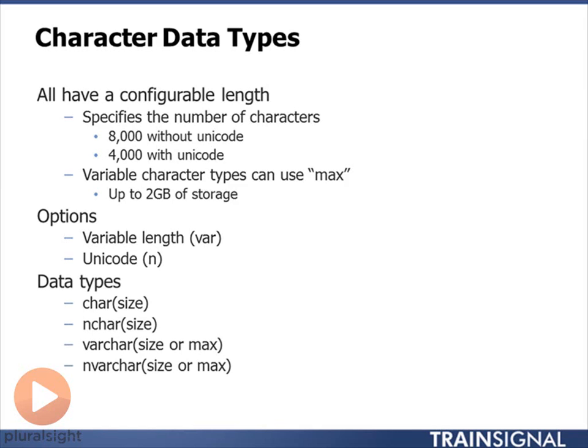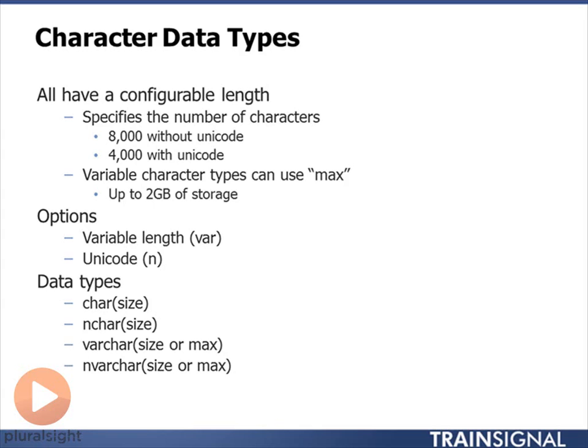So to break this down to the final choices here, you'll notice that we have char and nchar, where both of those are going to be a fixed length, and the N is going to be for Unicode. And then we have varchar and nvarchar, which is going to be a variable length, where again the N will be for Unicode. And you'll notice that the variable ones are allowed to have that max identifier.